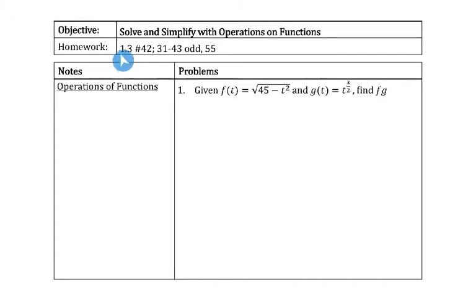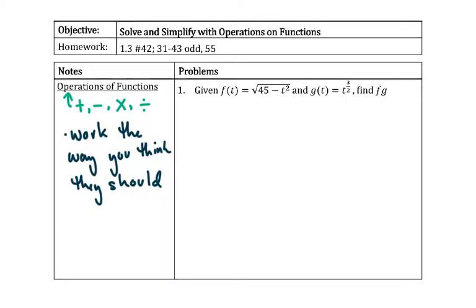So we're going to be looking at Chapter 1, Section 3. We're going to be talking about operations of functions. Now, operations, if you remember, are just add, subtract, multiply, divide, for the most part, those types of things. And when they come to functions, they work basically the way you think that they should. Meaning that, like for example here, it says find f times g. That means you're going to multiply the function f times the function g.